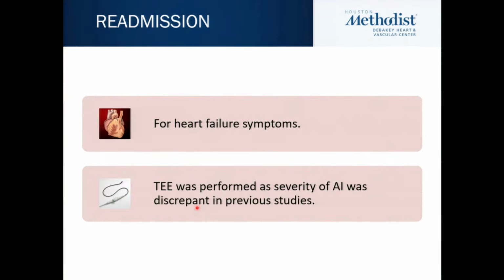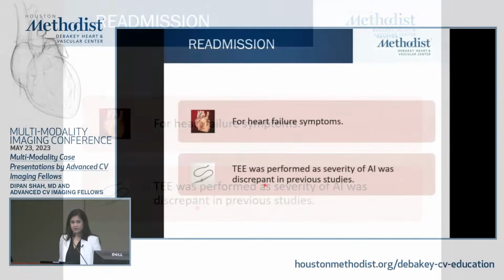And this time around, a transesophageal echocardiogram was performed to assess the severity of AI and also look into the pathology more. And I would like to ask Priscilla to join us to show the transesophageal echocardiogram and talk more about the management of this complex valve case.